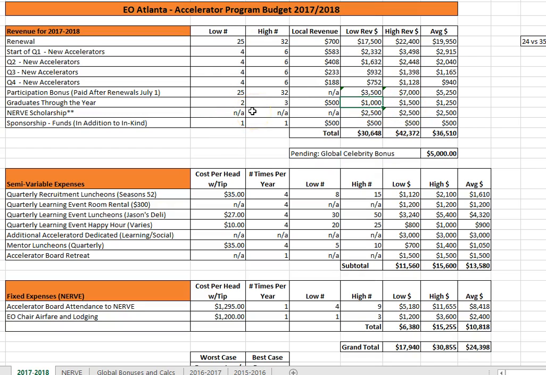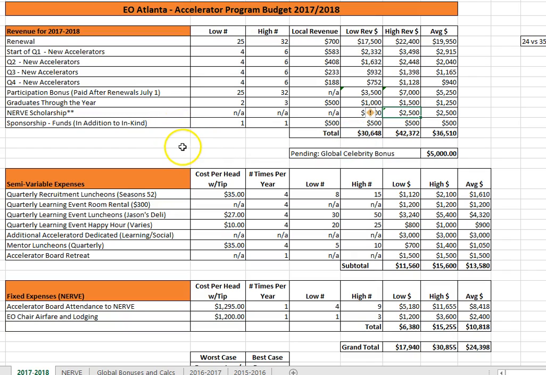NERF scholarship. This is also something we apply for. We actually had $4,500 last year and are going to apply for this year, and at a minimum expect to get at least $2,500 that goes towards helping fund getting our EO co-chairs and our accelerator board to the NERF event coming up in South Florida, because that's kind of our mini GLC there. So there's really no low or high there, I just put $2,500.